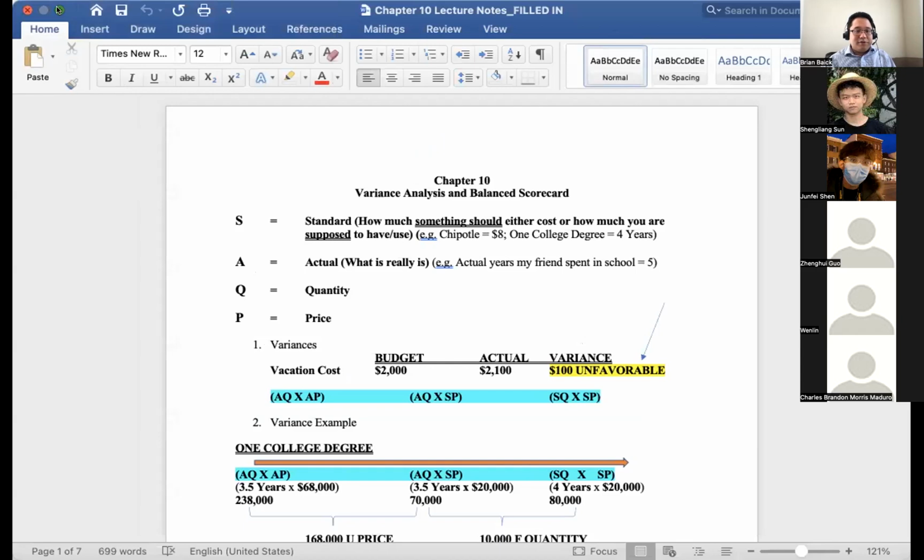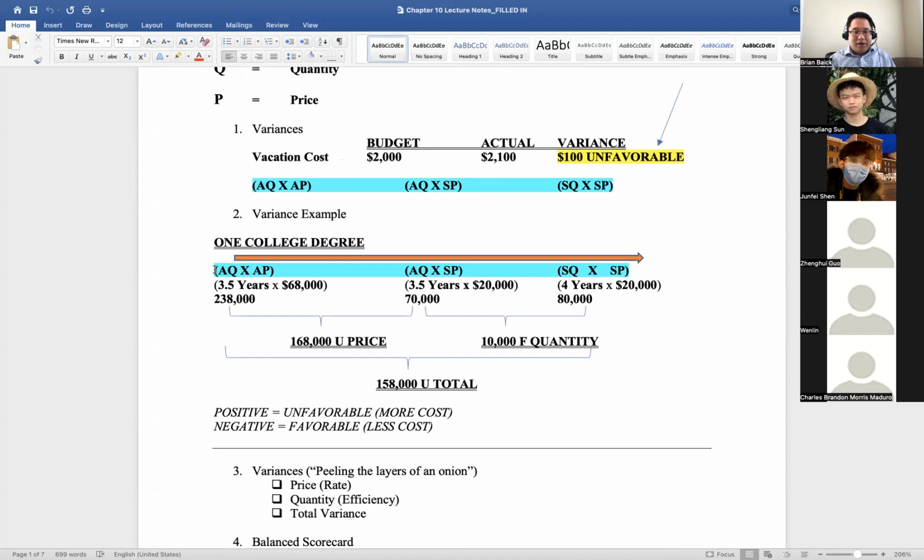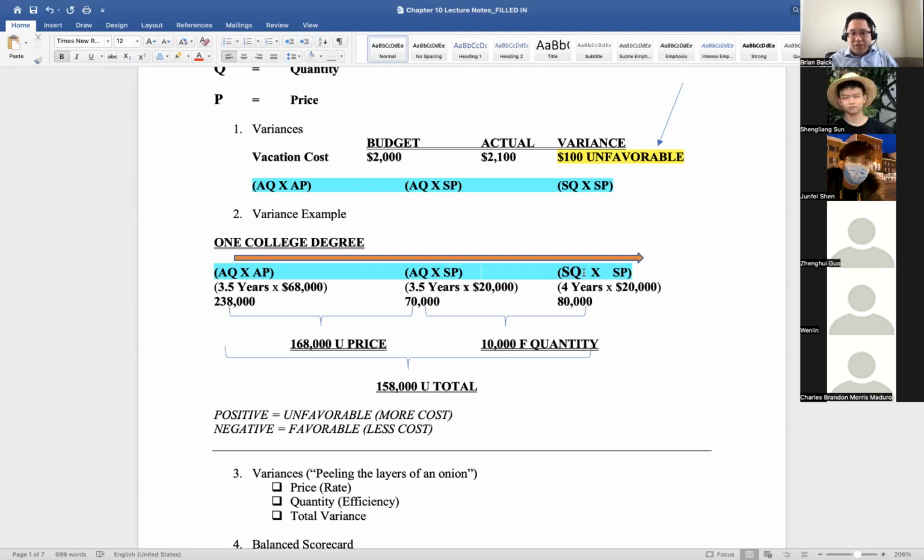Okay, here are the notes from last time. Remember, always set everything up: AQ, AP, AQ, SP, SQ, SP. And then using the information they give you, fill in the amounts. And then you can figure out your three variances: price, quantity, and total variance. I would say the hardest thing to figure out is usually the SQ. That one you have to be a little bit careful with, because the SQ typically is a little bit more difficult to figure out. The rest of them usually are not as difficult. It's just mentioned in the problem.